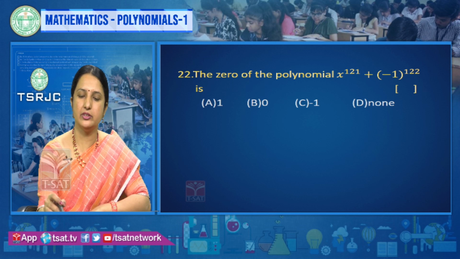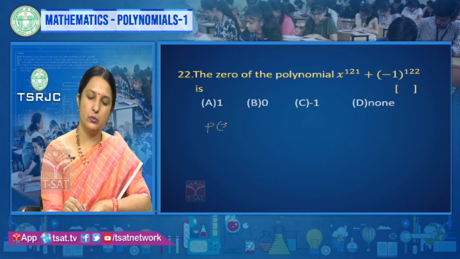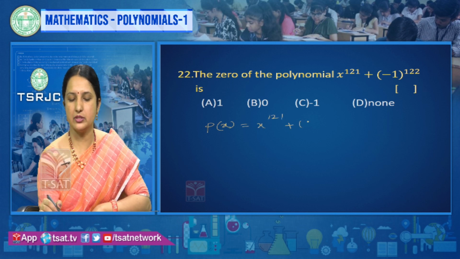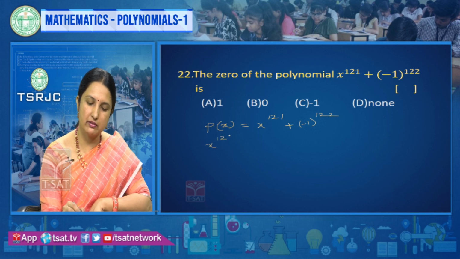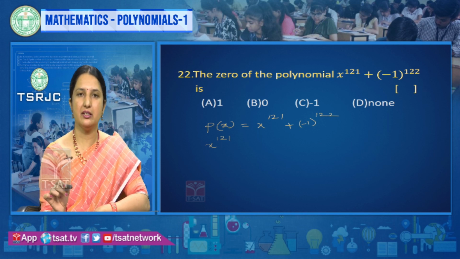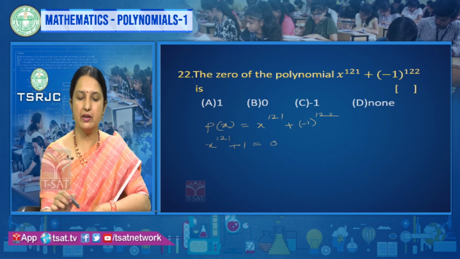Next, the zero of the polynomial x power 121 plus minus 1 power 122. The polynomial of degree 121 is given here, but it has only 2 terms. P of x you should write as 0, no? x power 121 minus 1 power 122. When the power is even, what you will get? The value will always be positive. So x power 121 plus 1 equals to, what we have to find out? 0. So equals to 0 you write.